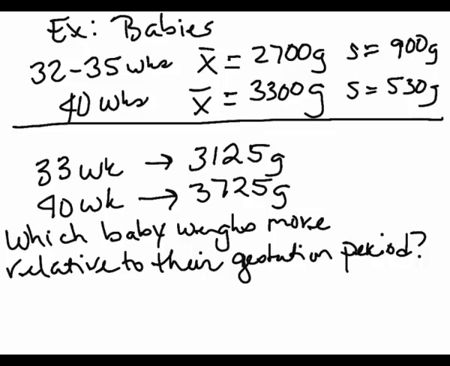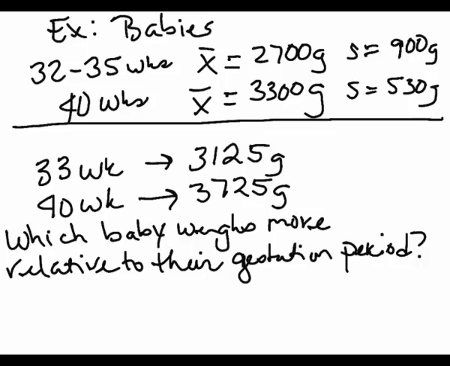So two babies were born. One was 33 weeks along, and that baby weighed 3,125 grams. A 40-week baby was born, and that baby weighed 3,725 grams. So which baby weighs more relative to their gestation period? Right now, you're like, well, the 40-week baby weighs more. True, the 40-week baby does weigh more than the 33-week baby. We're talking about relative to their gestation period.